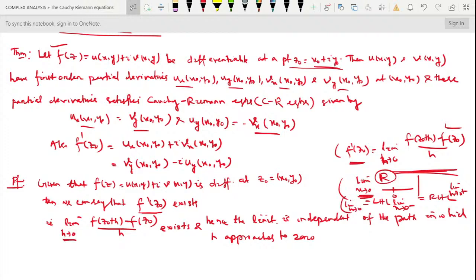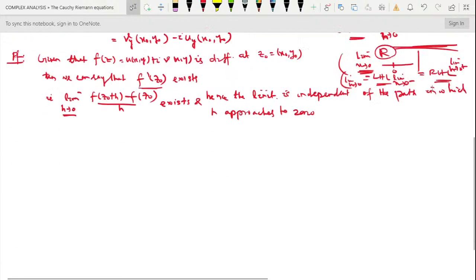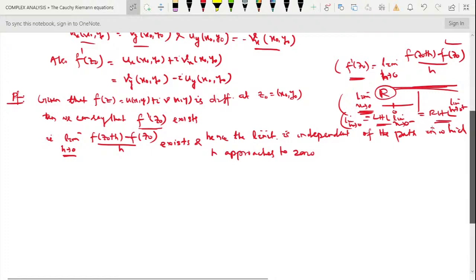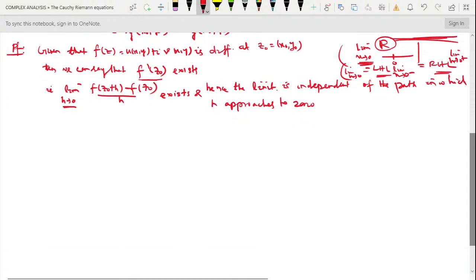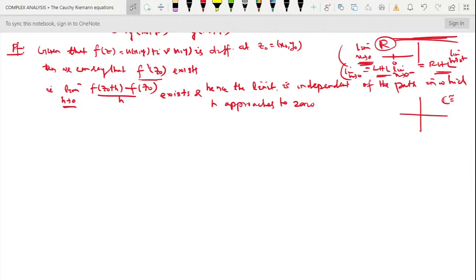So h goes to 0 in real analysis means you have to just find the left hand limit and the right hand limit as x goes to 0. But in complex analysis, C is equivalent to R2. That means this is like your x-axis or real axis, and this is your y-axis, or you can say this is your imaginary axis.